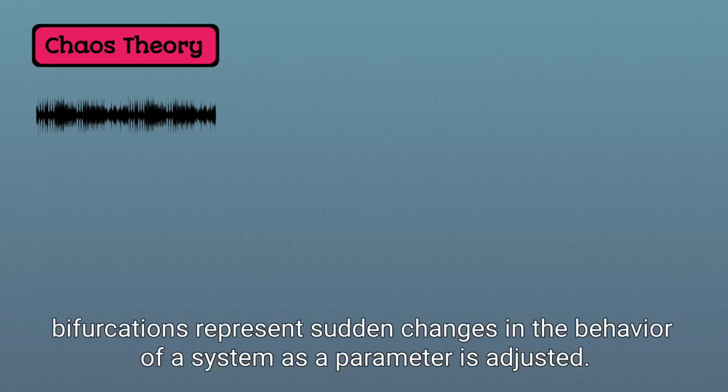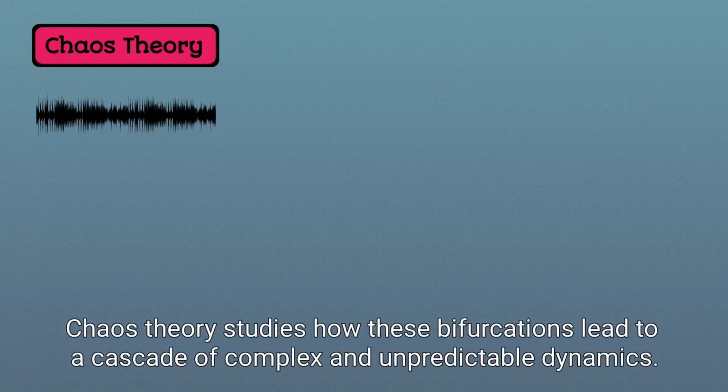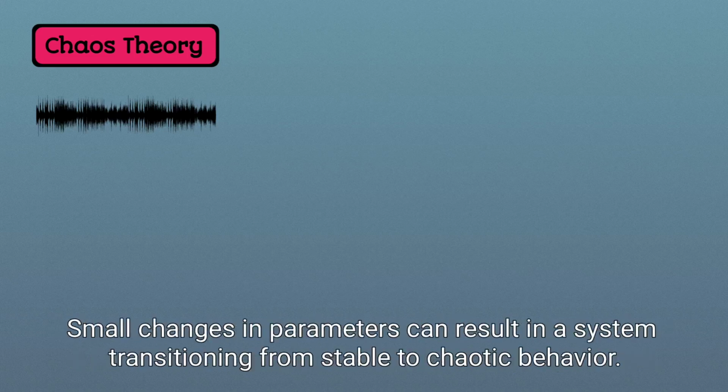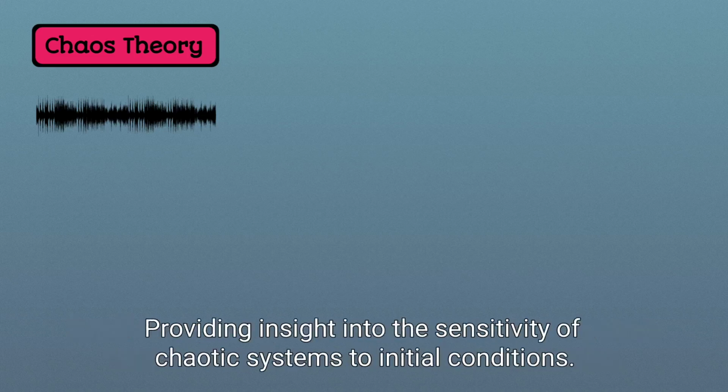Bifurcations. Bifurcations represent sudden changes in the behavior of a system as a parameter is adjusted. Chaos theory studies how these bifurcations lead to a cascade of complex and unpredictable dynamics. Small changes in parameters can result in a system transitioning from stable to chaotic behavior, providing insight into the sensitivity of chaotic systems to initial conditions.